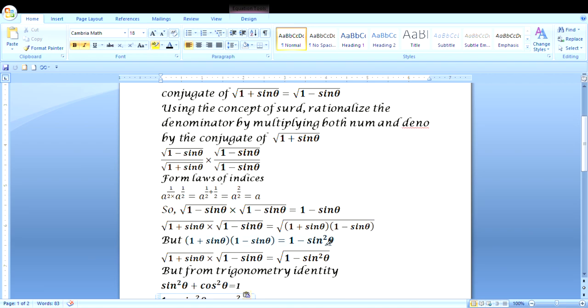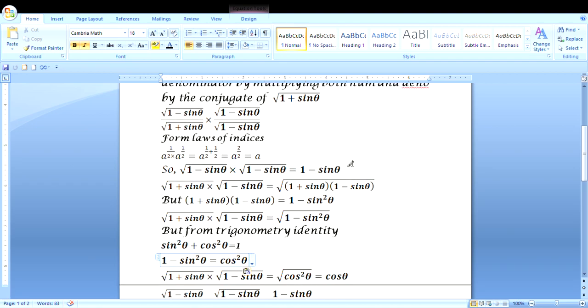Let's now take a look at the denominator. We have the square root of 1 plus sine theta times the square root of 1 minus sine theta. We can also express the denominator using a single square root, which is the square root of (1 plus sine theta)(1 minus sine theta). If you look at this carefully, the expansion of (1 plus sine theta)(1 minus sine theta) is simply 1 minus sine squared theta. So the concept of difference of two squares is quite necessary.